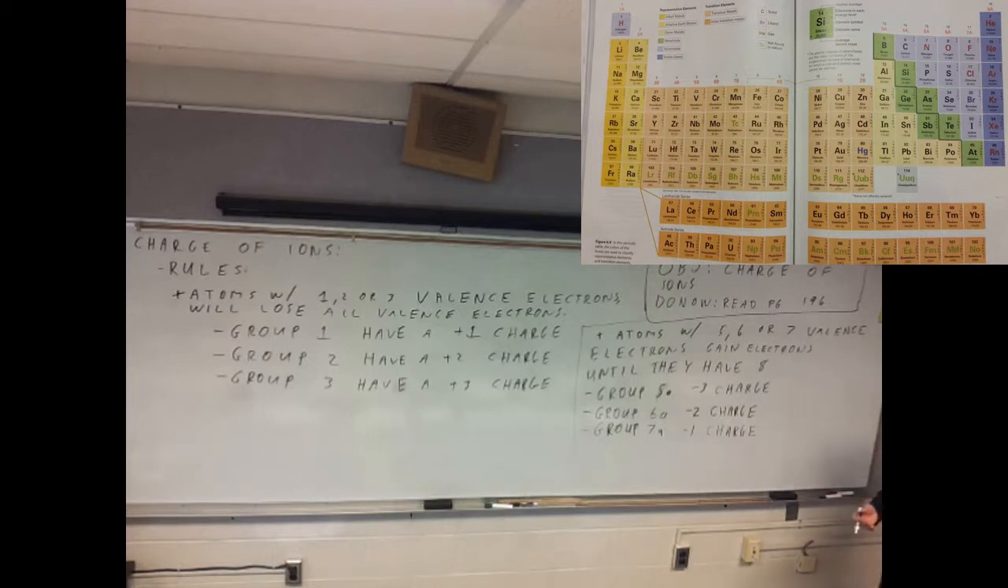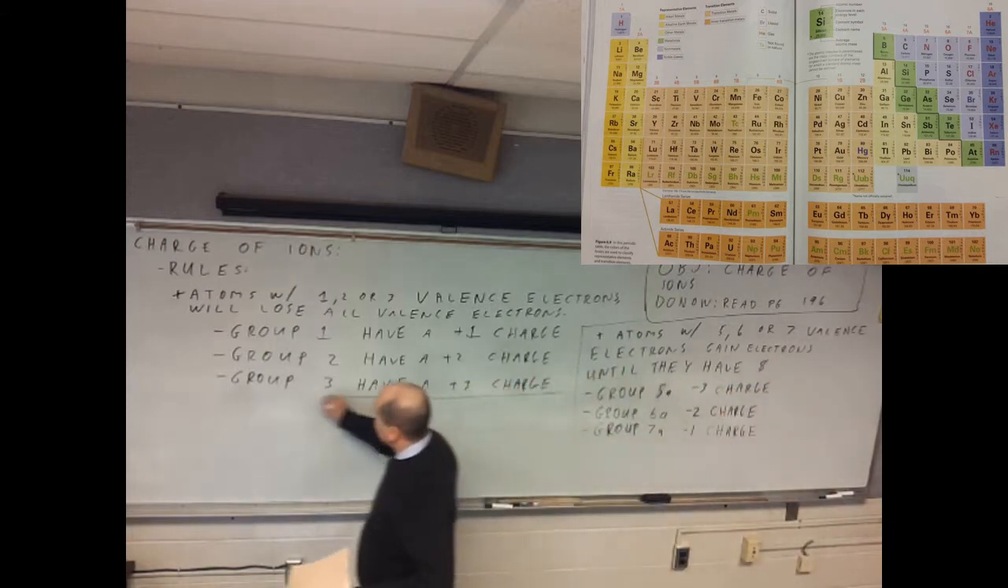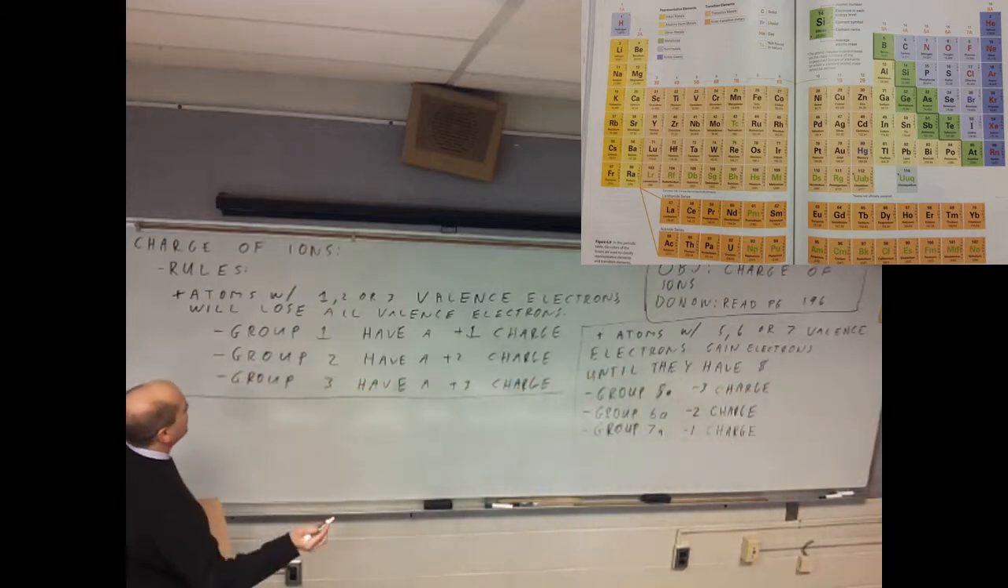The problem with group 4 is it's right in the middle. It's halfway between 0 and 8. So it's just as easy for it to either lose 4 electrons or gain 4 electrons. And it turns out with some of them, either one can happen. They can either gain or lose 4 electrons. And then there's actually cases where they'll do different numbers. But for today, we're going to stick with that.